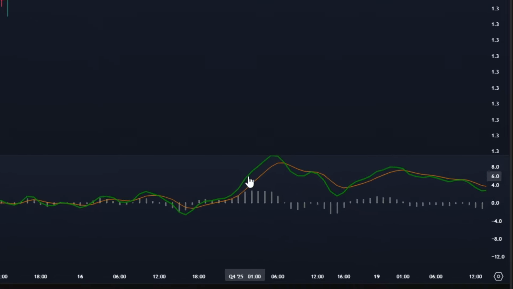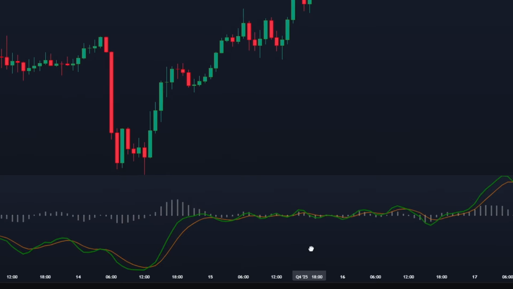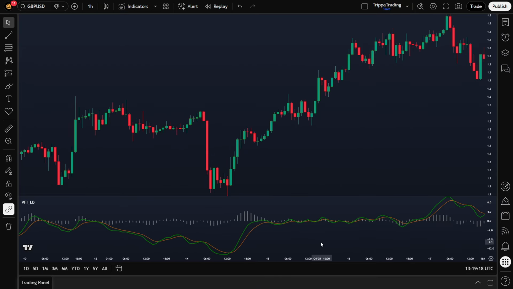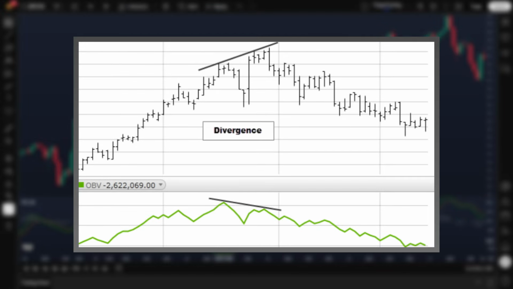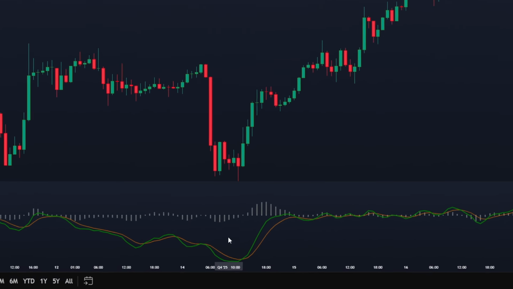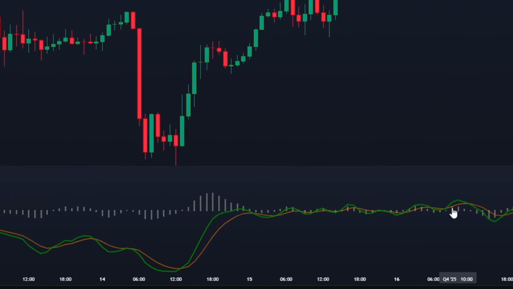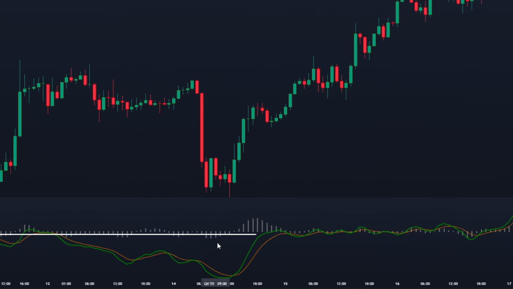Now that the settings are done, let's talk about what this indicator is actually showing us. The green line you see is the VFI line itself, which represents volume flow, and the orange line is the signal line, which is simply an exponential moving average of the VFI. This indicator is built on the concept of on-balance volume, or OBV, which is commonly used to track smart money activity, but instead of showing cumulative volume like OBV does, VFI transforms it into an oscillator, similar to MACD. That's why it moves above and below a center line, which is the zero level.